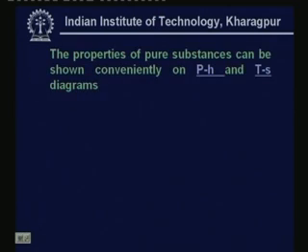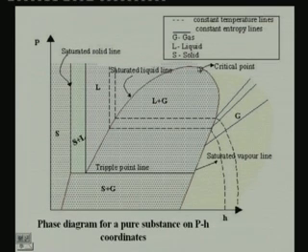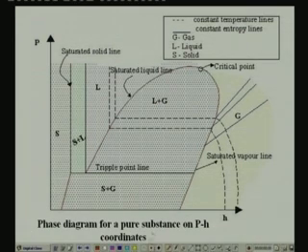The properties of pure substances can be shown conveniently on pH and TS diagrams. Let me show a typical pH diagram. This figure here shows a pH diagram. So here you have a solid region and a liquid region and a gaseous region, and you also have interfaces.